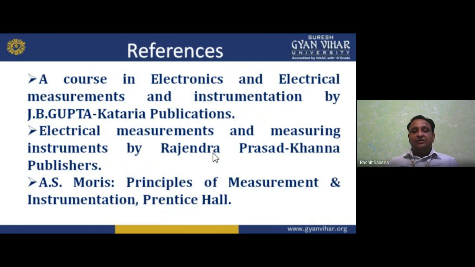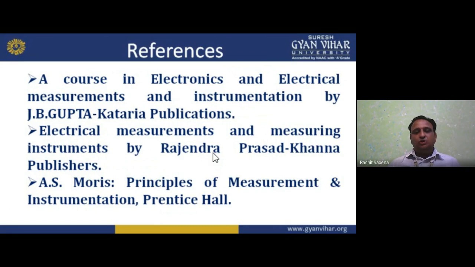The second book is Electrical Measurements and Measuring Instruments by Rajendra Prasad, an Indian author, published by Khanna, having good content, and it is a very good book. These are available in our library. And the last book is Principles of Measurement and Instrumentation by A.S. Morris, an international author, and the publisher is Prentice Hall.